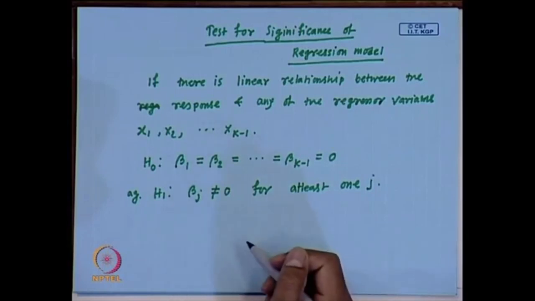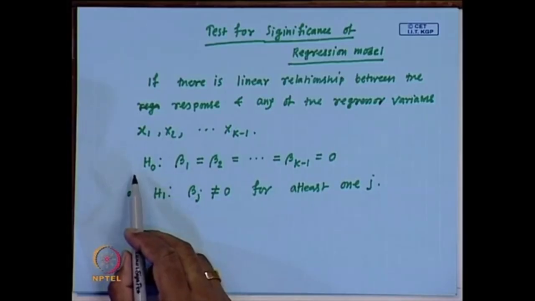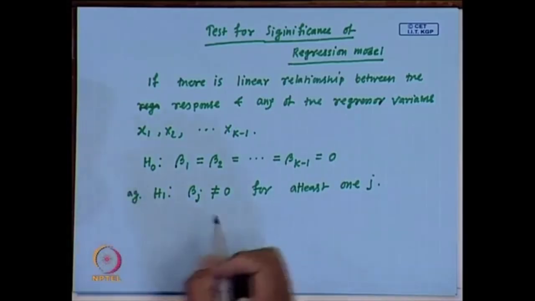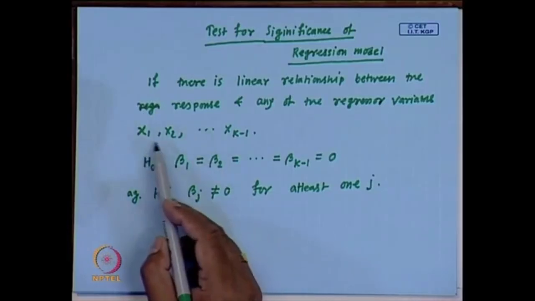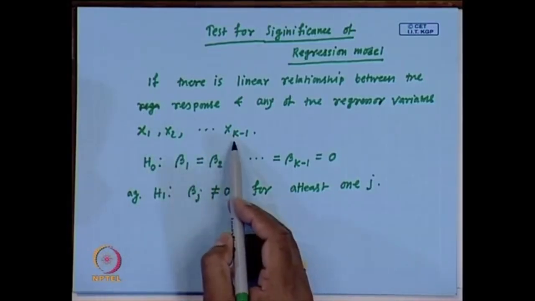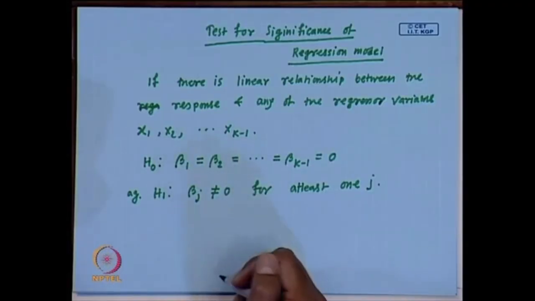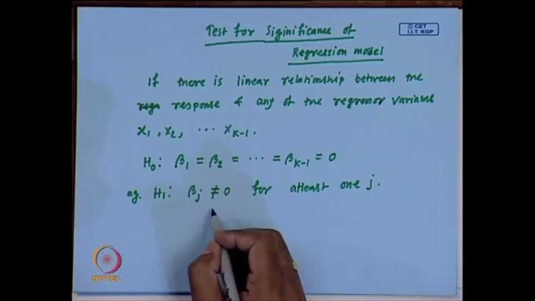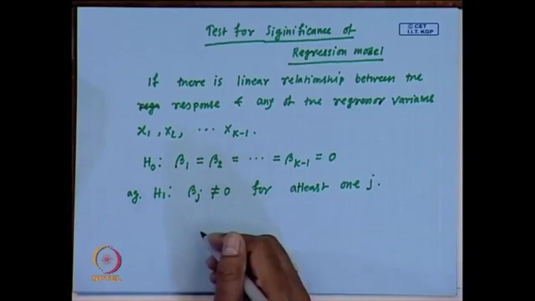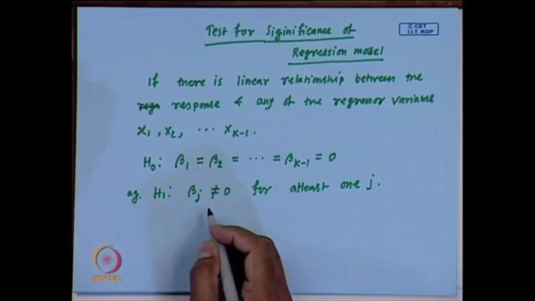Rejecting the null hypothesis here implies that at least one of the regressor variables x1, x2, up to xk minus 1 contributes significantly to the model. So here beta j not equal to 0 means the regressor variable xj contributes significantly to the model.